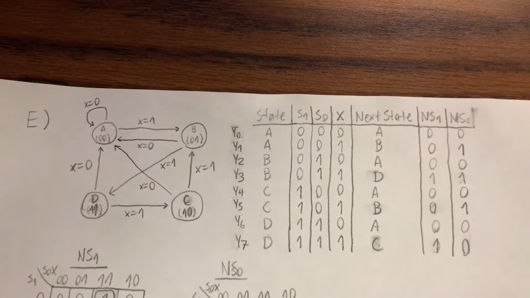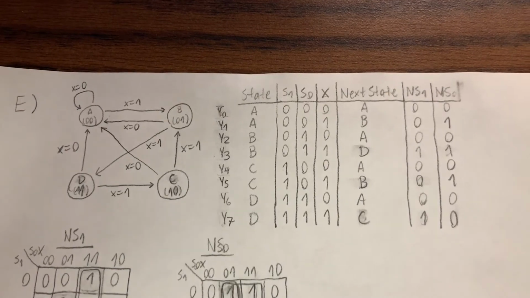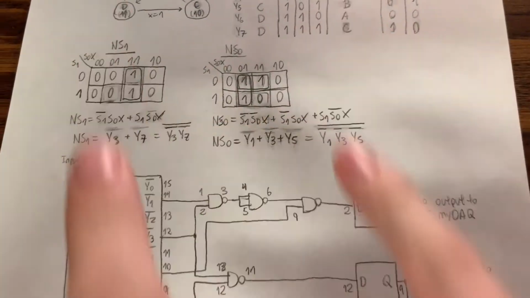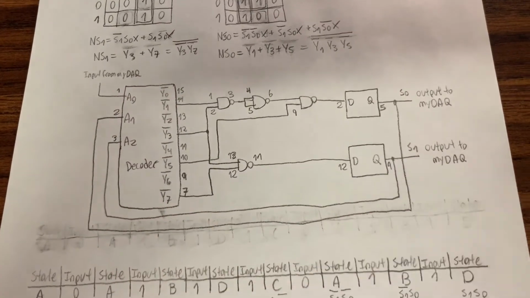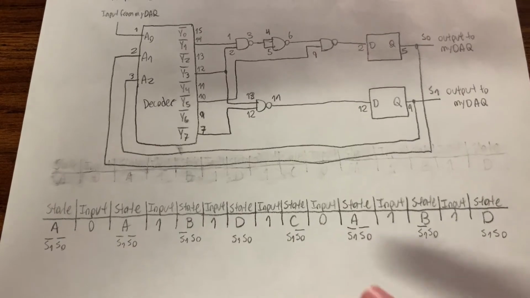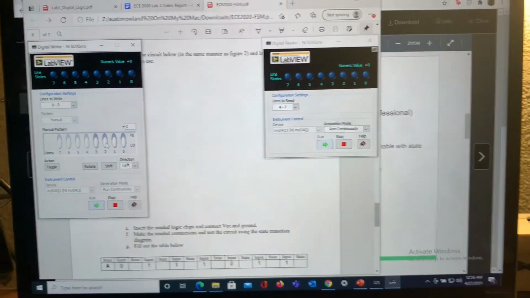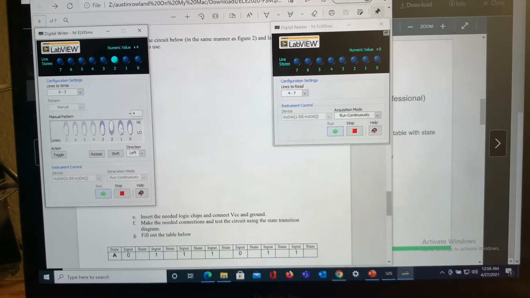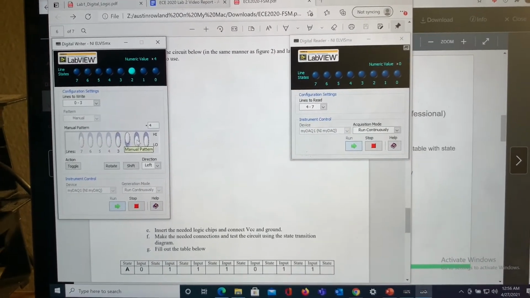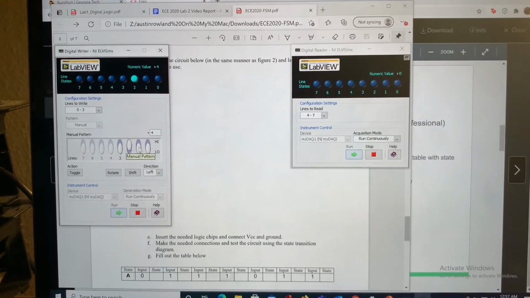Here are the state diagram and the truth table. Here are the K-maps to solve for those expressions that I used to implement in the circuit diagram down here. And here's the final state transition sequence that we're going to follow on the software now. So to start off, we turn clear bar to 1, and then we are at a starting state of A, since both inputs are 0.